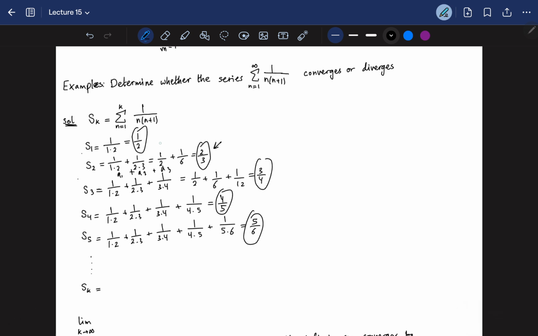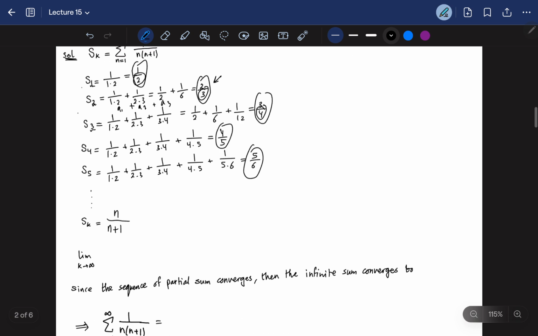So in the numerator, I'm going 1, 2, 3, 4, 5. So in the numerator, I just have n. But in the denominator, I'm going 2, 3, 4, 5, 6. So when n was 1, the denominator was 2. When n was 2, the denominator was 3. When n was 3, the denominator was 4. So I have n plus 1 in the denominator.